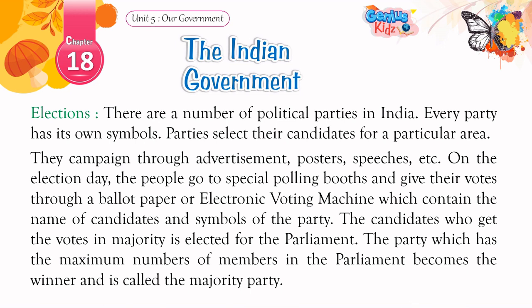On the election day, the people go to special polling booths and give their votes through a ballot paper or electronic voting machine which contains the names of candidates and symbols of the party. The candidate who gets the majority of votes is elected for the parliament. The party which has the maximum number of members in the parliament becomes the winner and is called the majority party.